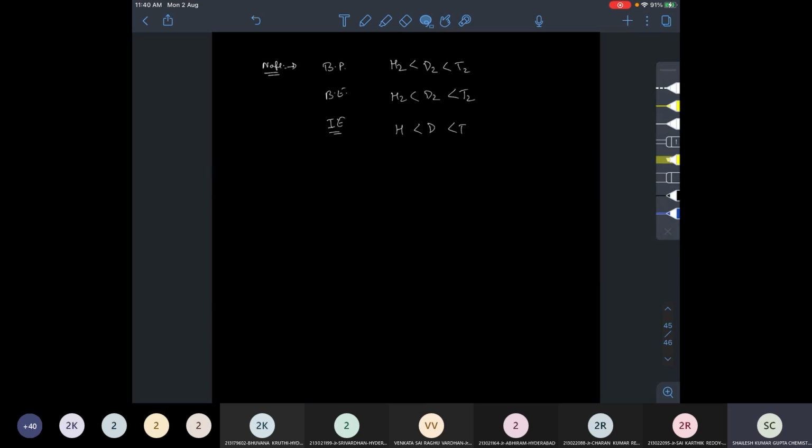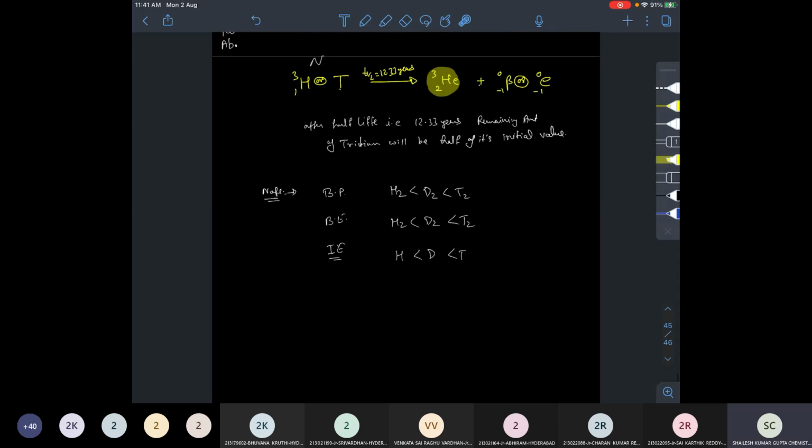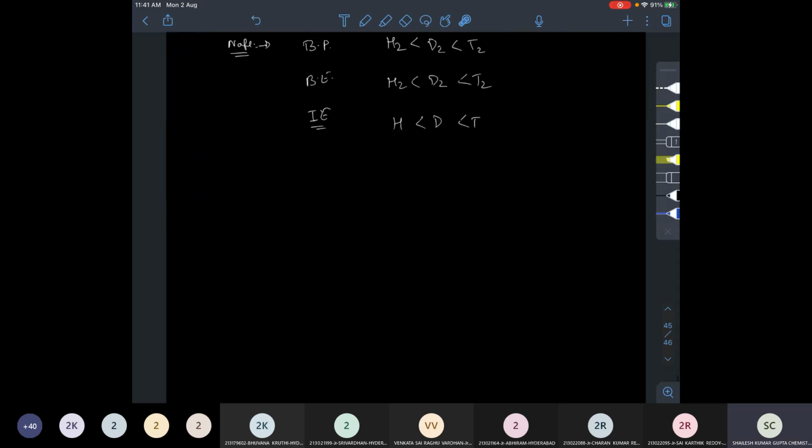But how it is related, that you are supposed to do. Anyway. So for ionization energy, I just gave you an idea of how it is related, like with the boiling point of H2, D2, T2. Bond energy is also in that way. Ionization energy is also in that way. Right. Okay. Now that's it about the isotope.